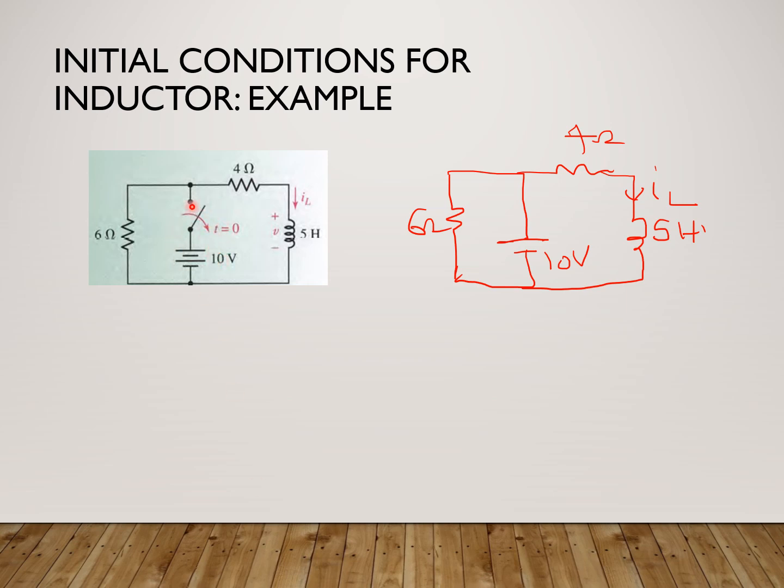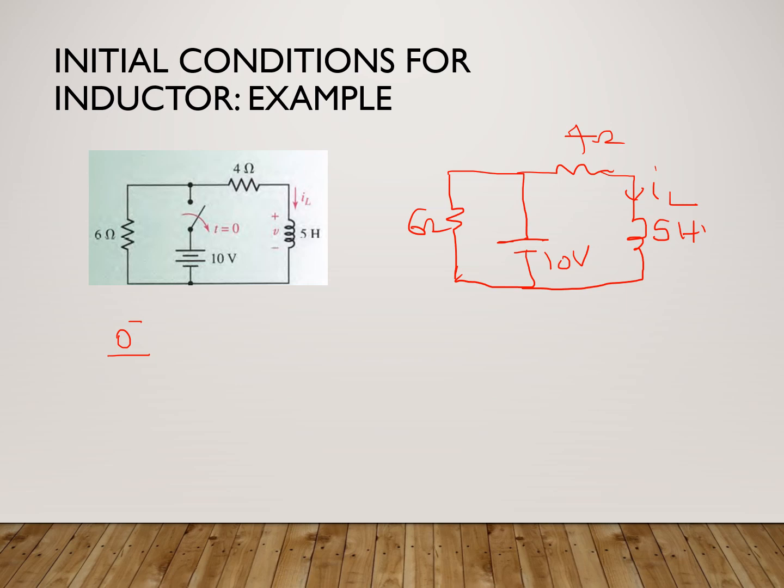So before that the switch was closed, and this is our circuit. Before time t equals 0, which we call 0 minus, how do I find the current through the inductor? In this state where the switch is on, we are assuming that this state has been on for a long time, so that the inductor has reached steady state.